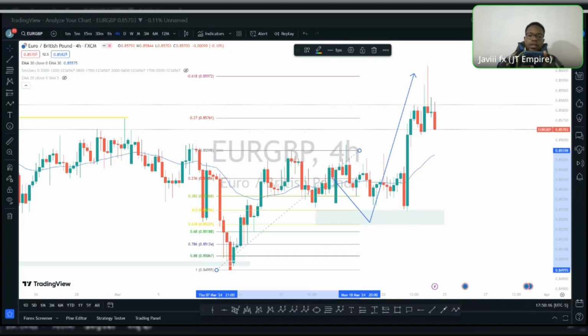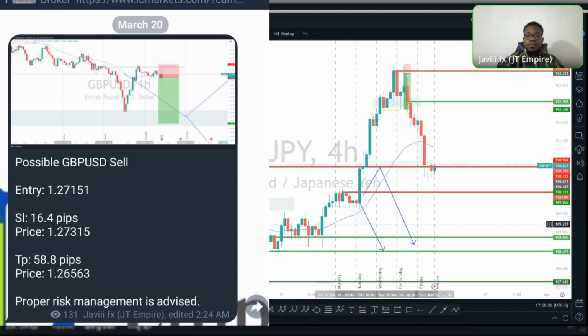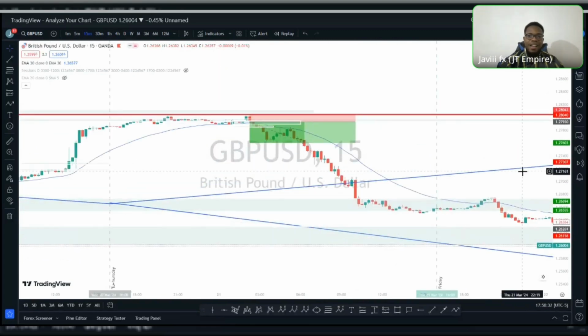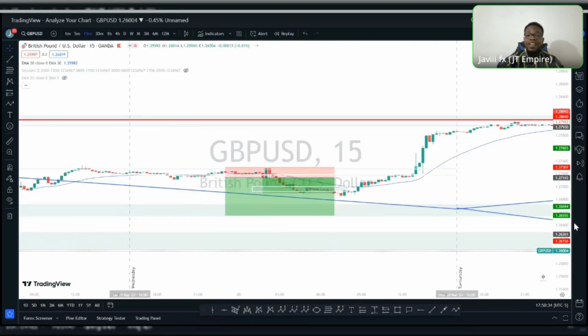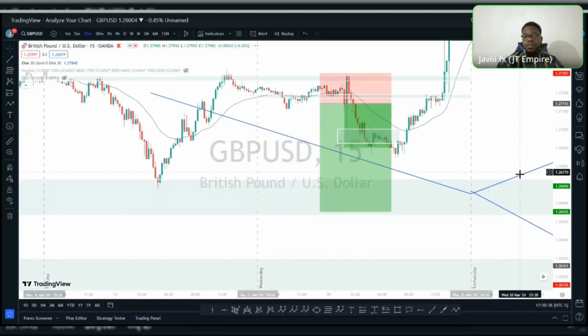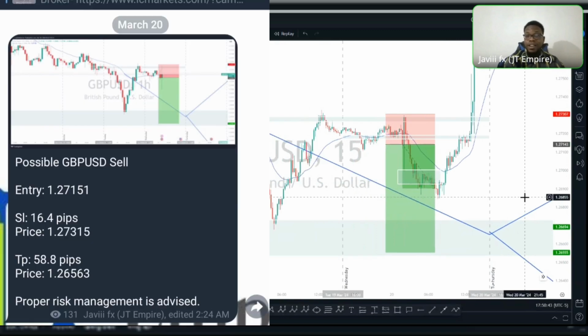So the next trade was the next day. GBP USD sell. Now let's look at that for a bit. All right. So this was GBP USD sell. Not that, not that. And again, guys, I need a new mouse. I'm using a mouse pad, so it's a little bit more difficult. So this is the GBP USD sell right here.